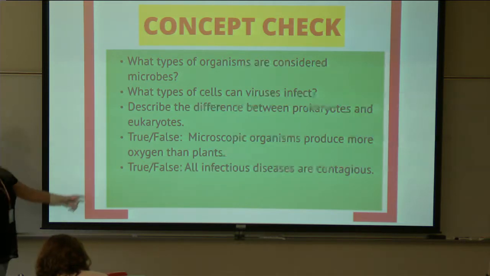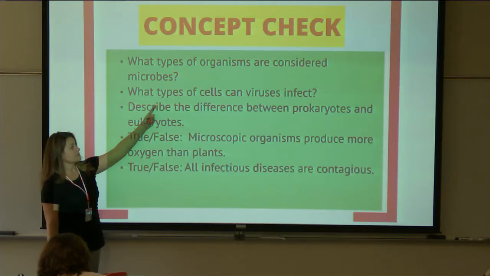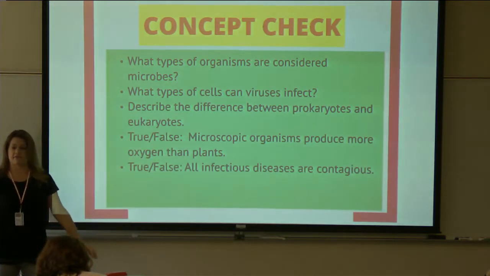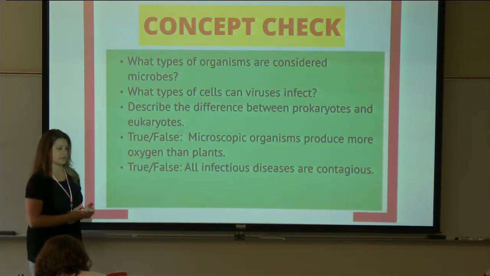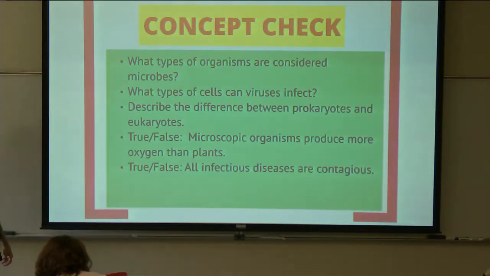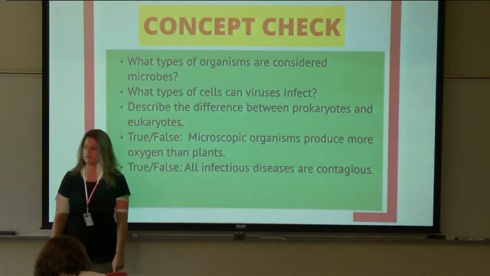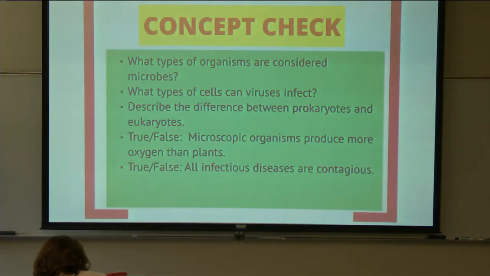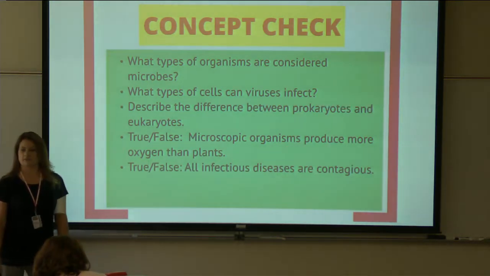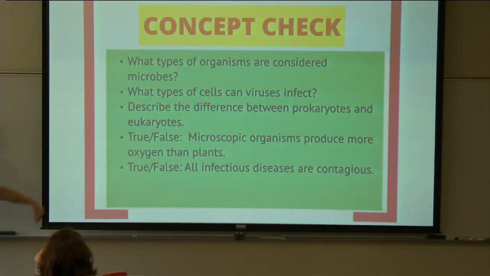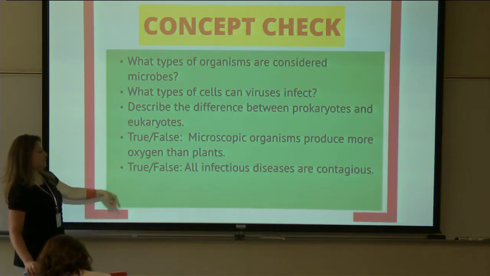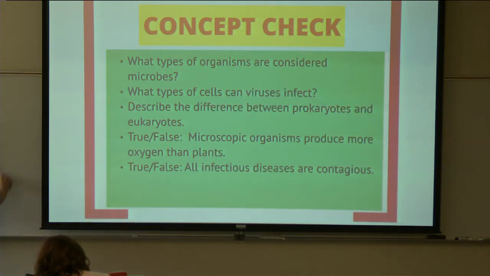Okay, so the answer to this, what types of cells can viruses infect? Everything. Any living organism is susceptible to some type of a viral infection. Prokaryotes versus eukaryotes, you should be able to tell me differences between those. True or false, microscopic organisms produce more oxygen than plants? Absolutely true. What was the percentage? 70. Yep, 70. True or false, all infectious diseases are contagious? No.